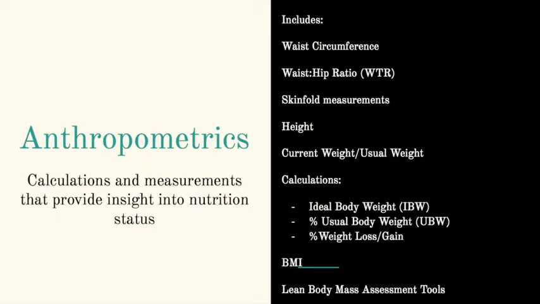A modality that can be used to assess protein status is called anthropometrics. This area of nutrition assessment uses measurements and calculations to help provide insight into nutrition status of patients. Some of these measurements include waist circumference, waist to hip ratio, skin fold measurements, height, and current weight and usual weight. Calculations include ideal body weight, percent usual body weight, as well as percent weight loss and gain. Also, BMI is included. Lean body mass assessment tools can make anthropometric measurements as well.